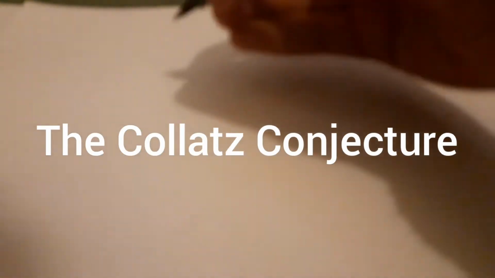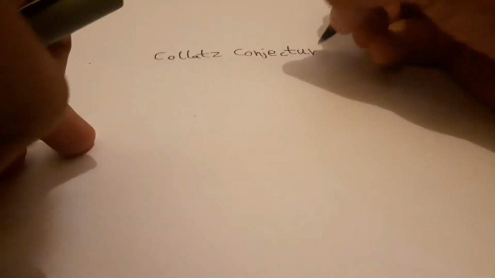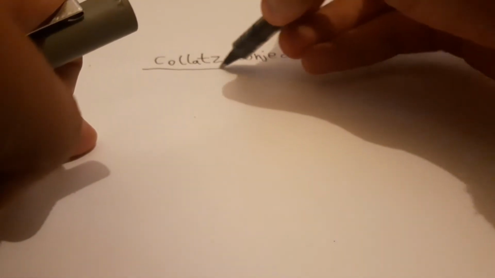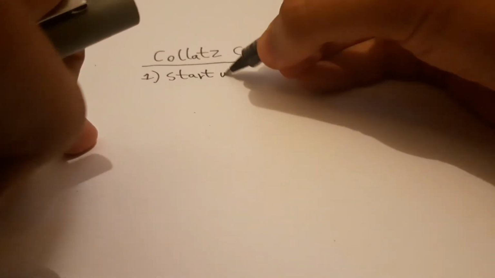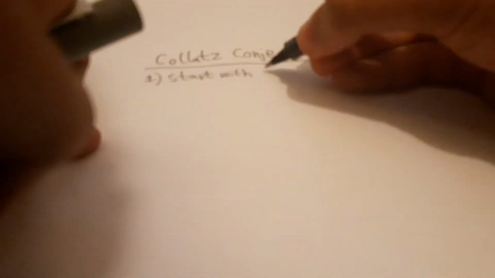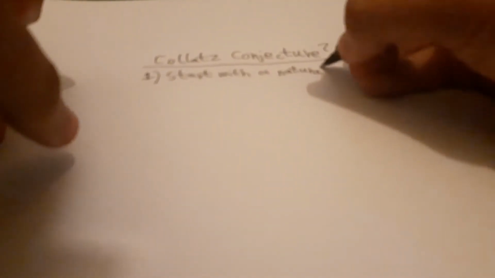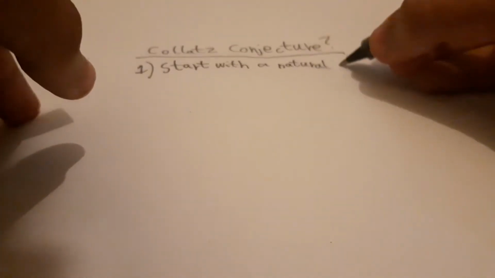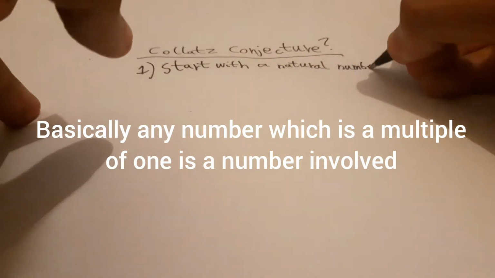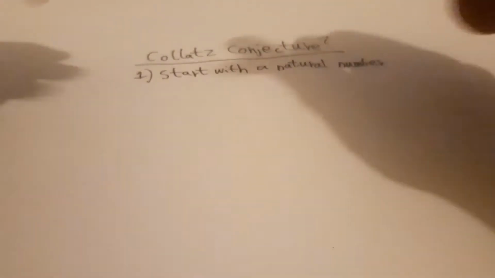Today I'm going to make a video about something in maths called the Collatz Conjecture. So, first we're going to say what the Collatz Conjecture is. It's basically an algorithm you need to follow. Step one is you start with any number, but not just any number. It has to be what's known as a natural number, which is basically just the numbers counting from 1, as in 1, 2, 3, 4, 5, 6, going up and up. It has to be a number like that.